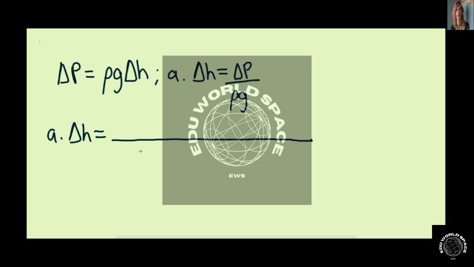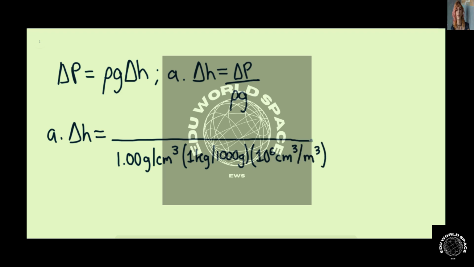for the denominator, 1.00 grams per cubic centimeter multiplied by 1 kilogram for every 1,000 grams multiplied by 10 to the 6th cubic centimeters for every cubic meter. This would be multiplied by 9.80 meters per second squared.